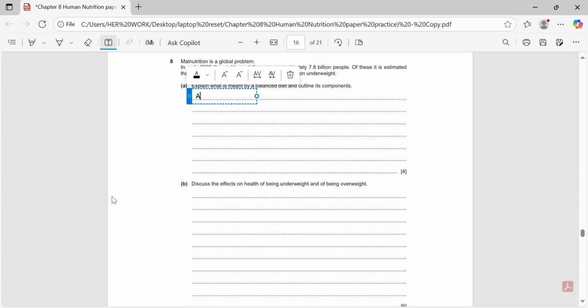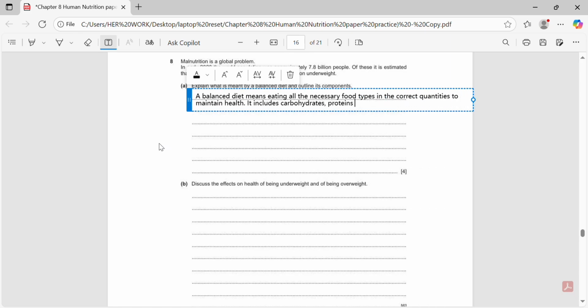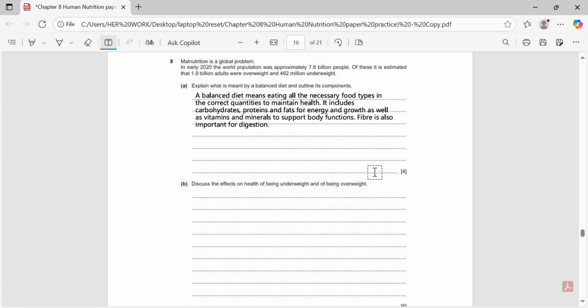And the answer for this is, a balanced diet means eating all the necessary food types in the correct quantities to maintain health. It includes carbohydrates, proteins, and fats for energy and growth, as well as vitamins and minerals to support body functions. Fiber is also important for digestion.